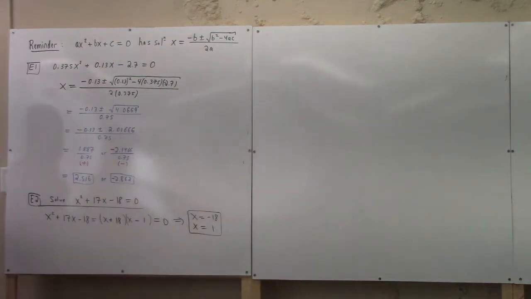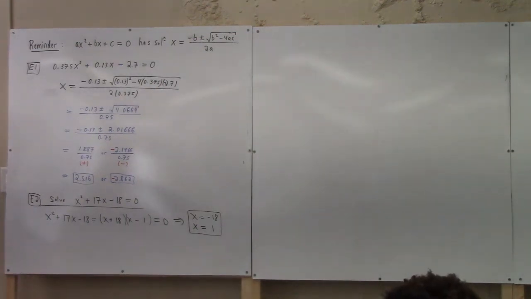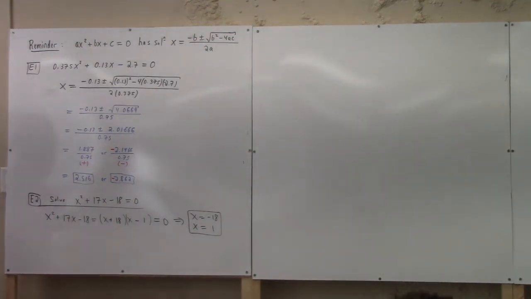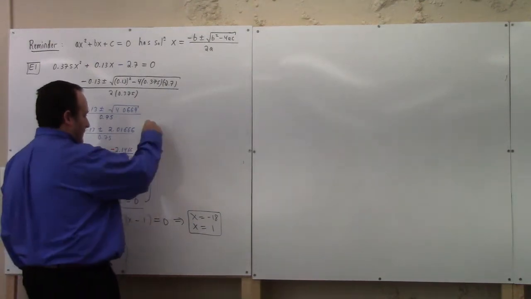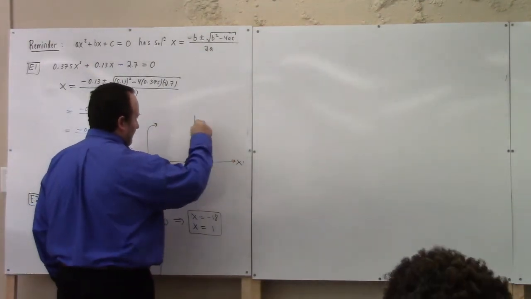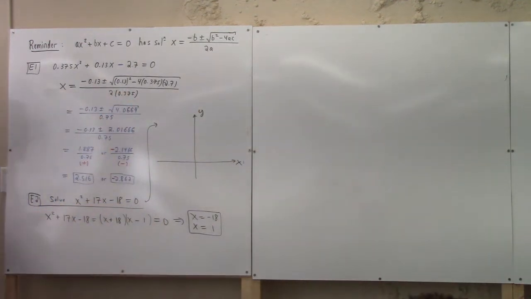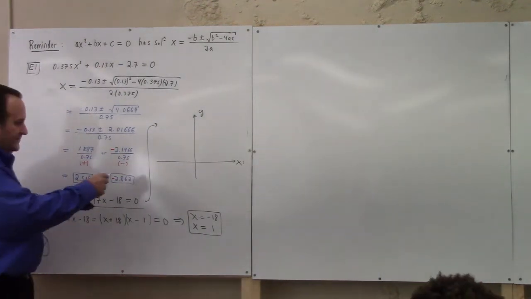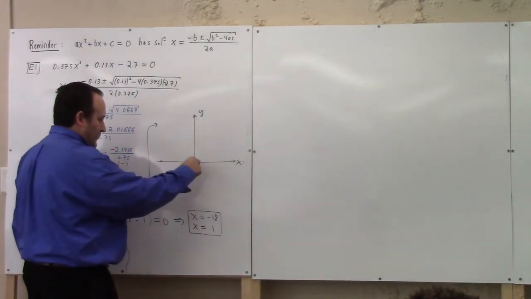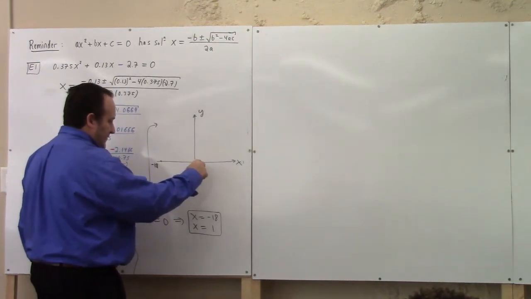Now, piggybacking off of this, can you tell me anything about the graph? Let's continue this story up here. If I'm going to draw a graph of this, can you tell me some things about the graph? Like where does it have x-intercepts? Yeah, minus 18, maybe over here, and 1. Those are the x-intercepts.